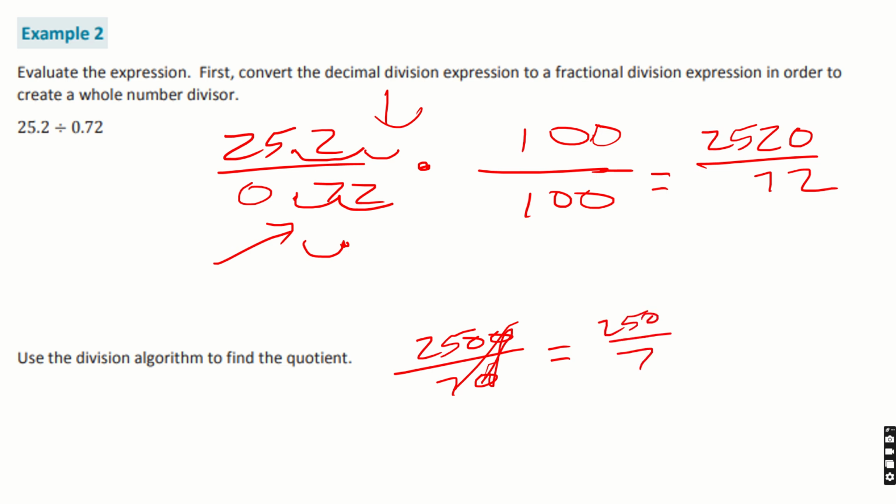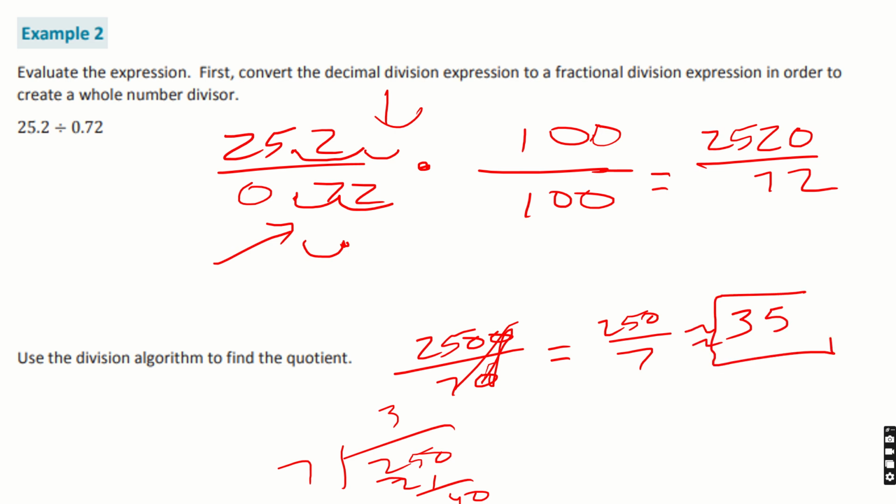7 goes into 25 3 times, right, with a remainder. 7 goes into 25 3 times, that's 21 with a remainder of 4. 40, 7 goes into 40 5 times with a remainder, right? So we're looking at somewhere around 35, 36 times, something like that.